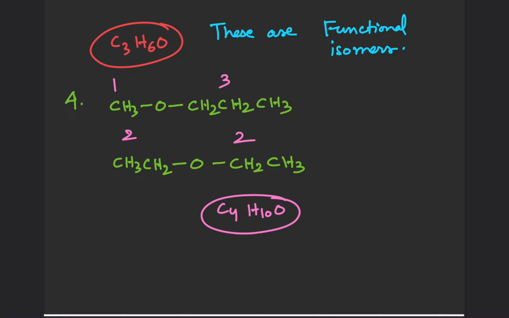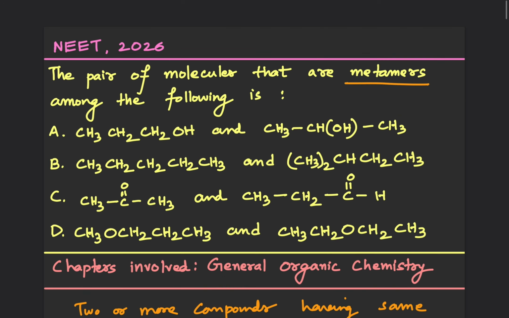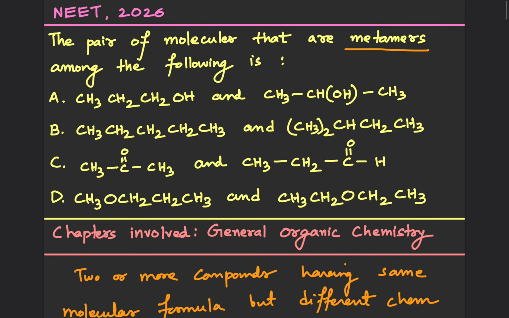So these two are metamers because they have a polyvalent functional group, that is divalent oxygen, and also a different number of carbon atoms on either side. Therefore the correct answer will be D. A pair of molecules that are metamers among the following is D. Okay, thank you.